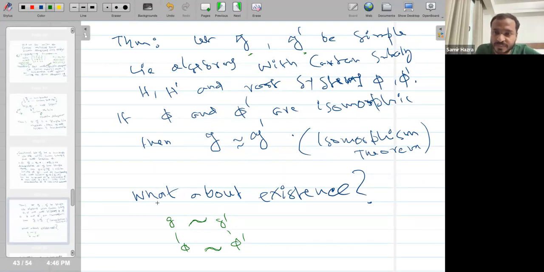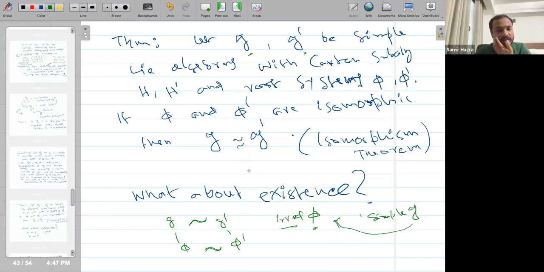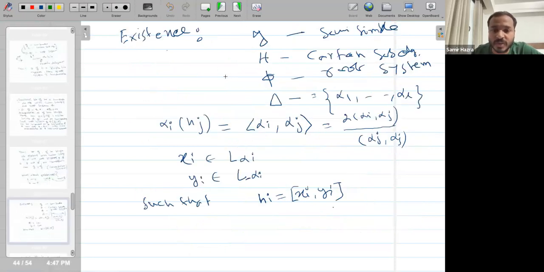Well, we started with a simple Lie algebra, and then the root system, right? But we do not know whether for every irreducible root system there exists a simple Lie algebra of which the given root system is the root system. So if one Phi is given irreducible, whether there is a simple G whose root system is this Phi. So this is the existence theorem. We have not seen it because we always assumed that the root systems are coming from some Lie algebras. So existence can be shown.